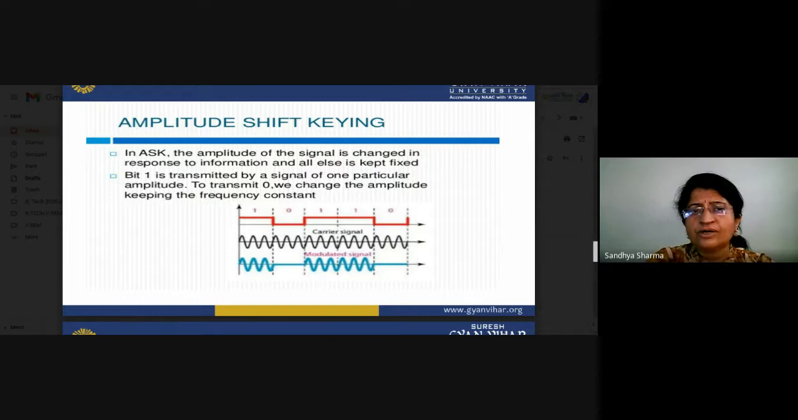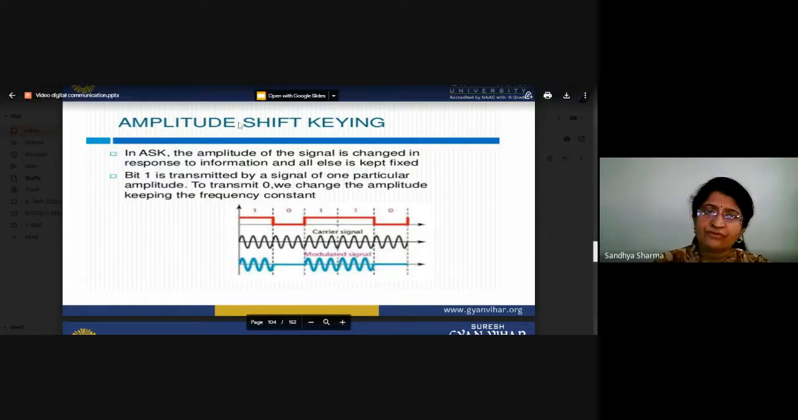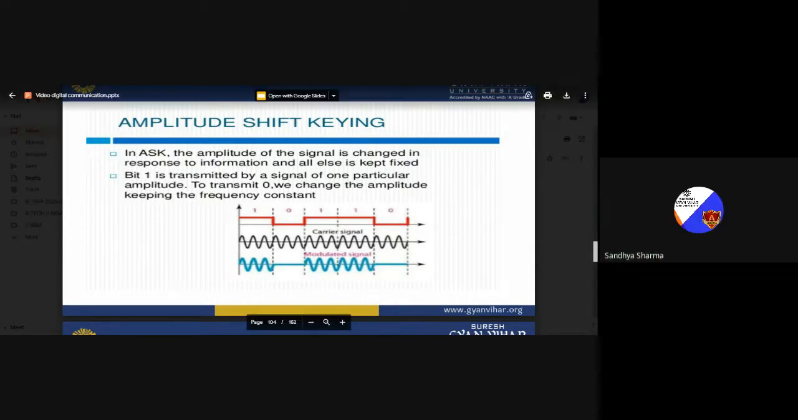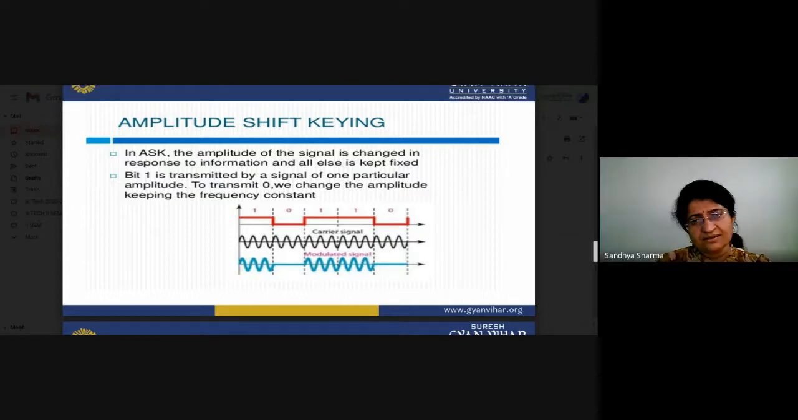If you have to transmit, bit 1 is transmitted by a signal of one particular amplitude, and if we want to transmit the 0, there is a change in amplitude, and the frequency is always constant. One thing you have to remember in amplitude shift keying: there is a 1 symbol and a 0 symbol. This is the carrier signal, whose frequency is constant. To transmit the 1, the carrier signal exists with its normal amplitude, but when you want to transmit the 0 symbol, there is a 0 volt amplitude.